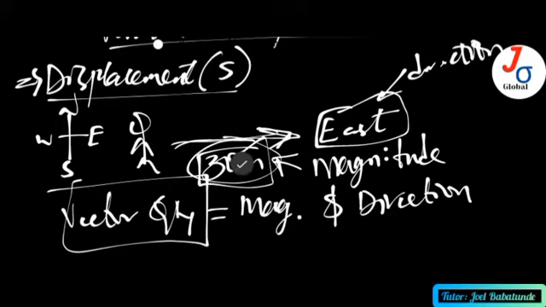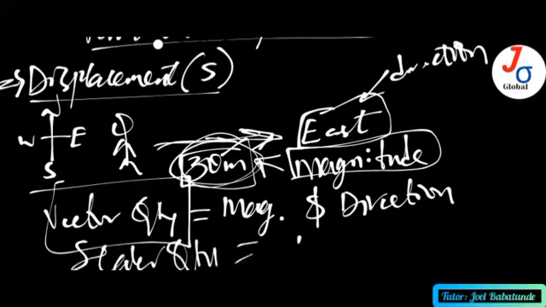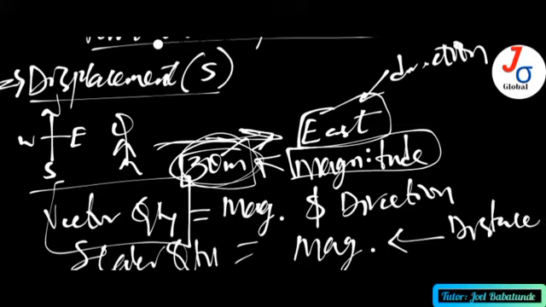While distance, which is basically just magnitude, this 30 meters, that's distance. So that's a scalar quantity. They possess just magnitude but no direction. So distance is a scalar, while displacement is a vector quantity. All right, good.